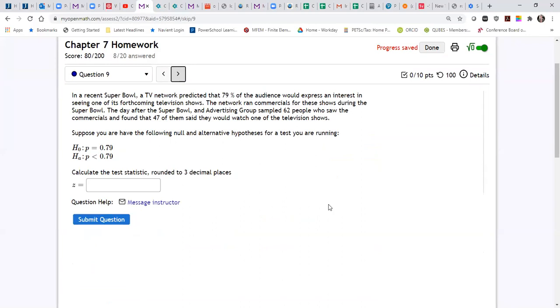Okay, for question number 9, this is the same thing, right? So you have 79%. So the p is 0.79, and for this one we assume that it is a left-tailed test because p is less than 0.79, right? And for the C part, it is easy, you just need to put the number there.